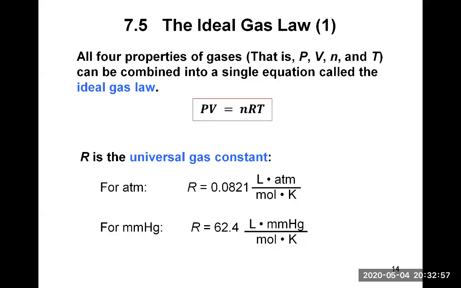Because of the unit of R, we will have to have the volume in liters, the number of moles in moles, and the temperature in Kelvin. So these units are set. They should always be liters for volume, Kelvin for temperature, and moles for the number of moles. It's only pressure that is allowed to be either atmospheres or millimeters of mercury. So let's use this ideal gas law and see how we use it.